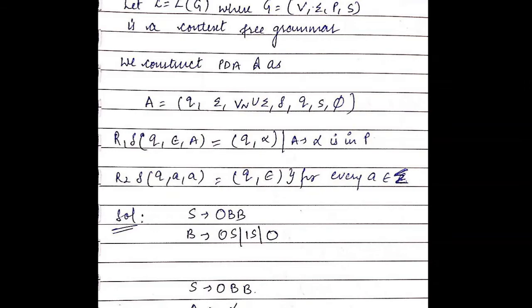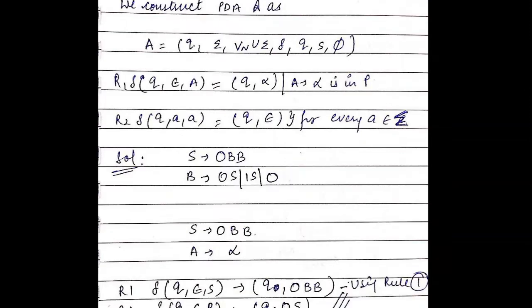The second rule says that we have a state q and an input a, and a is a terminal. When the terminal is available on both the input and the stack, we write in the output (q, null). Here small a is a terminal. These are the two rules through which we can easily convert a given grammar into a PDA.